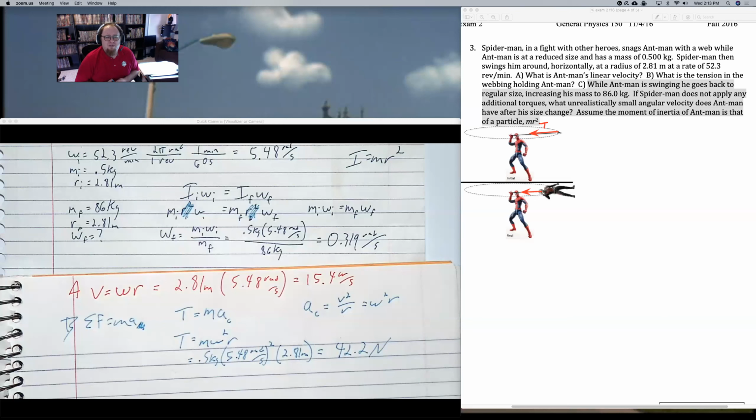I do sometimes double dip, but not often. Like last time I showed you that I used kinematics twice. That does happen sometimes. I think I've done torque twice before, but I try not to if I don't have to.